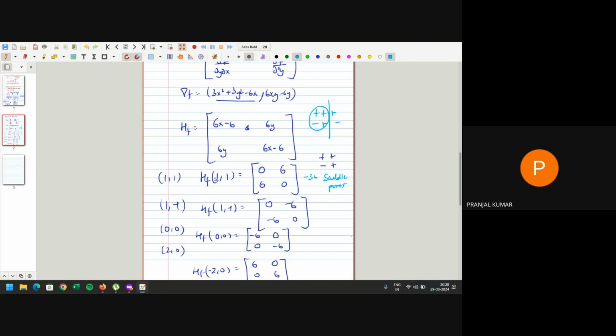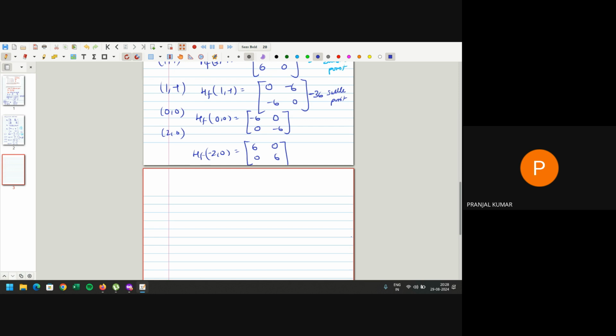Okay, now what about this? The determinant here is minus 36 again, so what will you get? Saddle point.